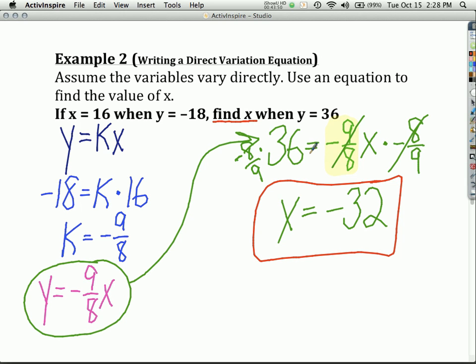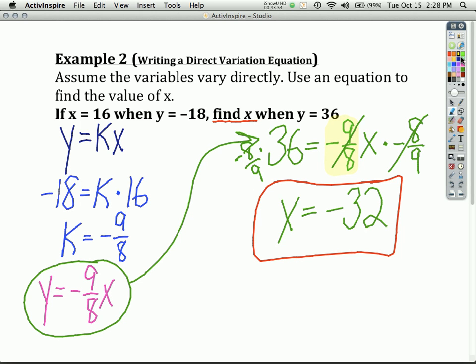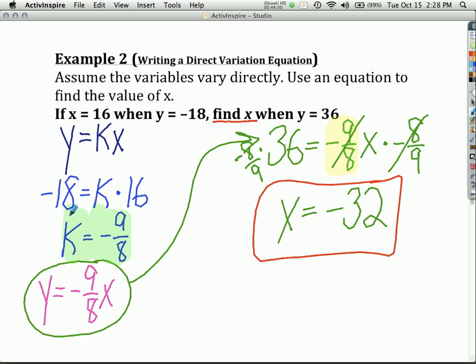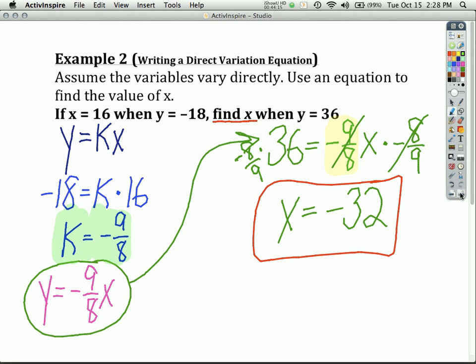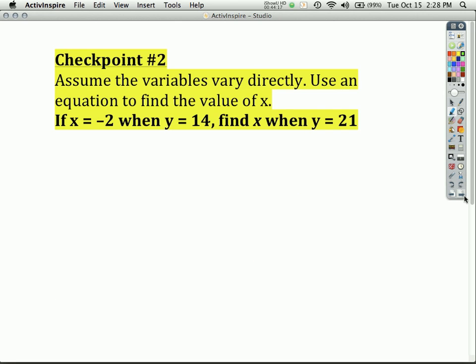Any questions on this process? Okay, before we go on to another checkpoint, give me a thumbs up if you think you found a shortcut to find K. Two people? Okay. If you're not looking for it, then you're never going to find it. Checkpoint number 2. See how you do on your own.